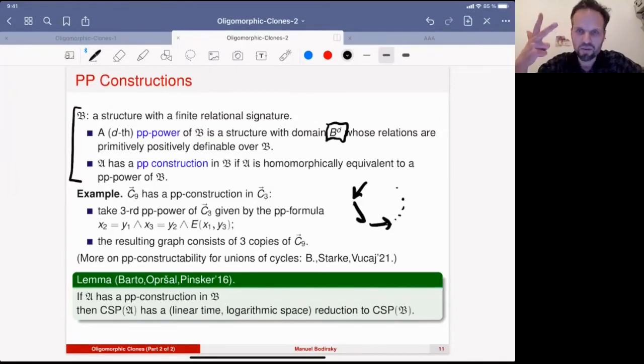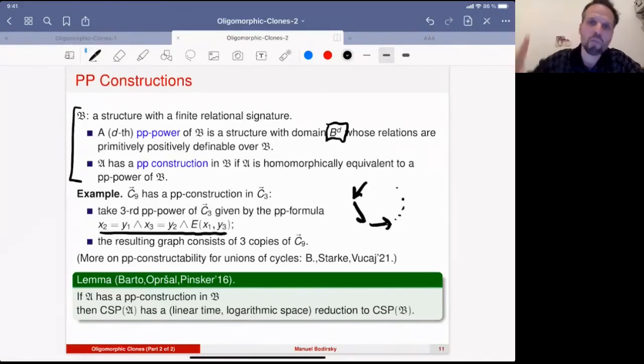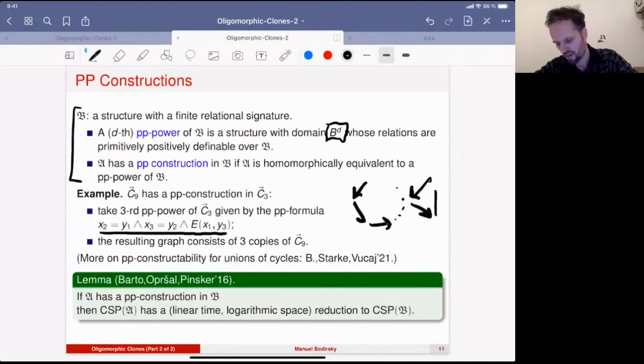You take the third power, you will get 3 to the 3, so 27 vertices. You can verify that the relation that I wrote down here, you see it has 6 variables, so over triples it will define a binary relation. So the resulting graph defined by this formula will have three 9-cycles, if you do the computation. So it will be homomorphically equivalent to C9. So C9 is PP constructible from C3, this one. All right.